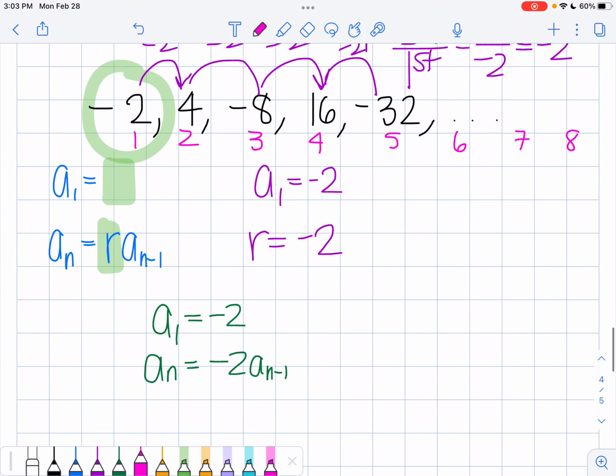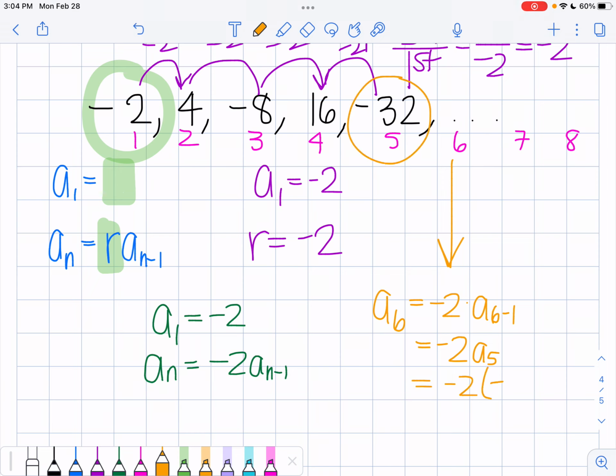So to find the 6th term, a sub 6 is equal to negative 2 times a sub 6 minus 1, or negative 2 times a sub 5. And my 5th term is negative 32. So negative 2 times negative 32, and if you don't know, you can use the calculator, gives you positive 64. Okay, makes sense because I went from a negative to a positive. Let's find my 7th term.